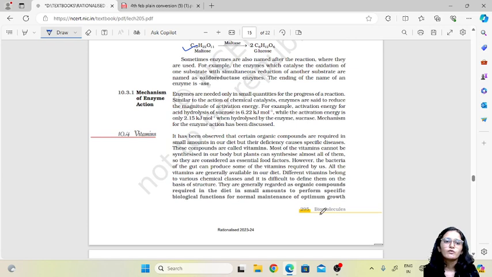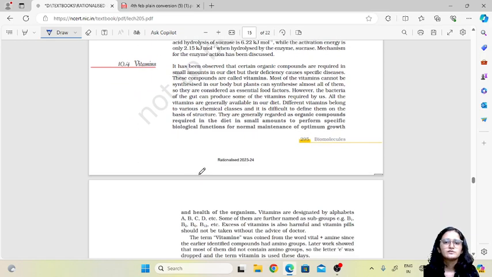Then the mechanism of enzyme action. Enzymes are needed in very small quantities for the progress of a reaction. So they are said to reduce the magnitude of activation energy. That means if hydrolysis of sucrose requires 6.22 kilojoules per mole energy, the activation energy is only 2.515 kilojoules per mole when the enzyme is used. So this is how we can reduce the energy.